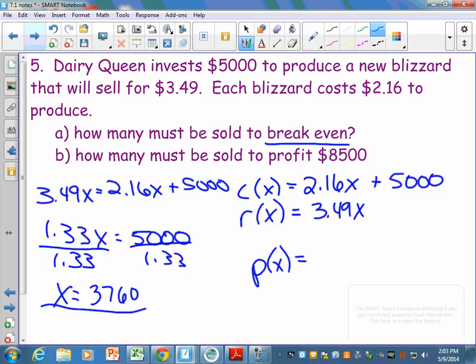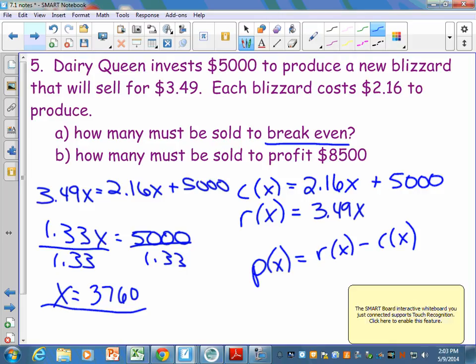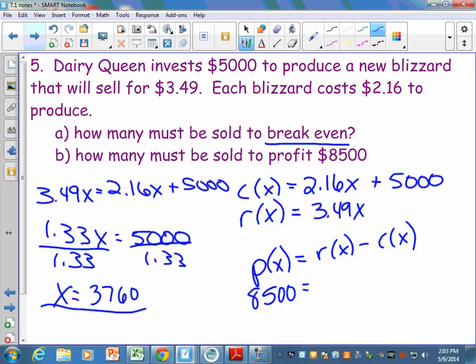Profit is how much you're bringing in minus how much it costs. Your profit can be negative. So profit is always revenue minus cost. So if I want my profit to be $8,500, then I'm just going to take 3.49x and subtract this, and I'm going to get that equation.